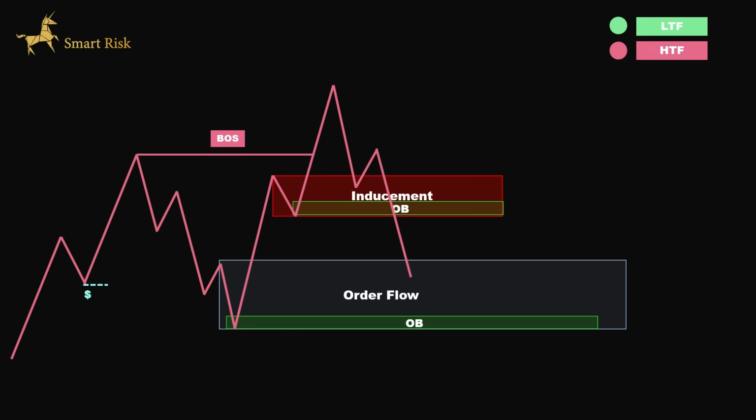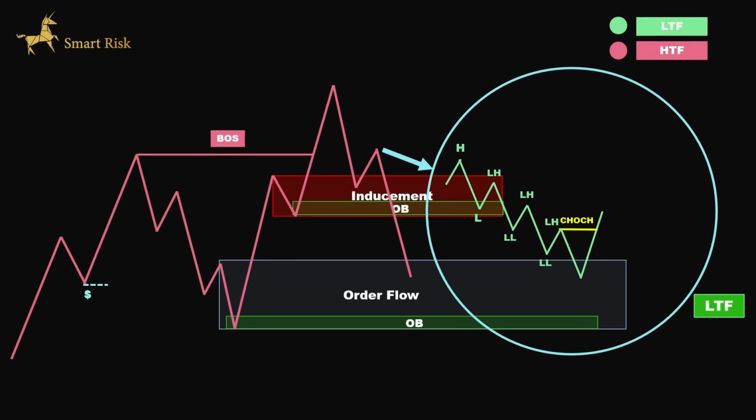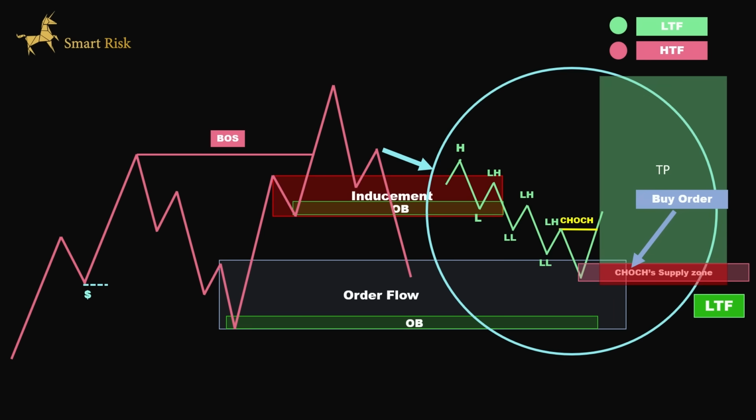Now, our approach is to wait for the price to reach the extreme order flow on the higher time frame. Once it reaches that area, we can zoom into a lower time frame and look for a major change of character in the price action. After identifying a valid change of character, the next step is to highlight the order block generated by the Chalk's wave on the lower time frame. At this stage, we can place a buy order at the highest point within the order block zone.